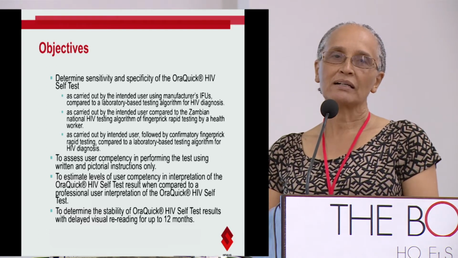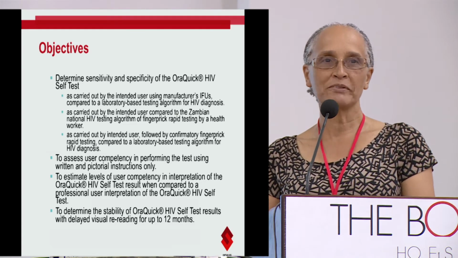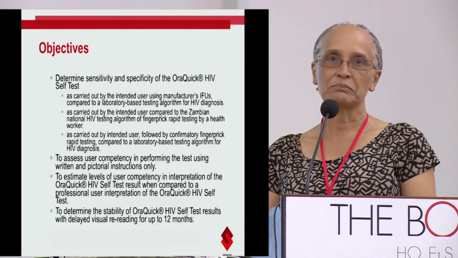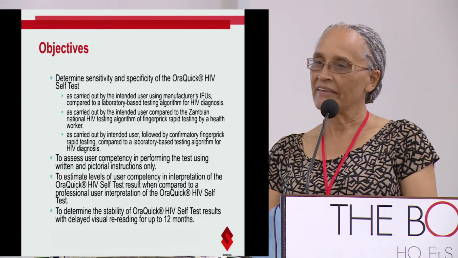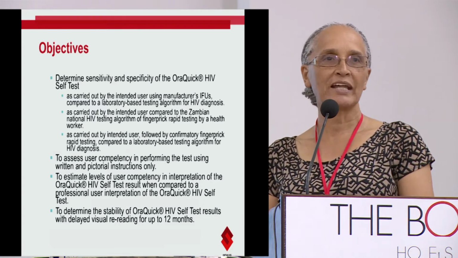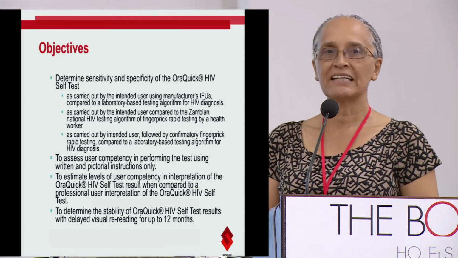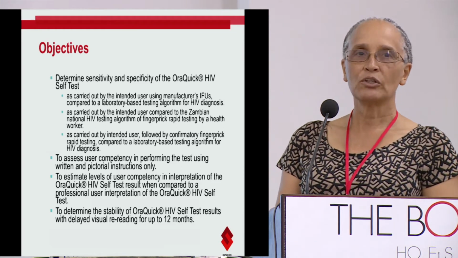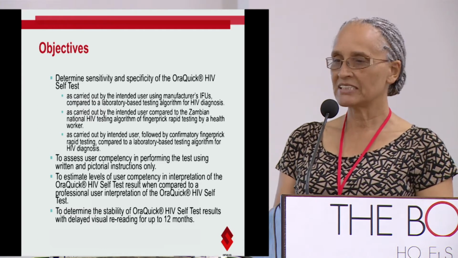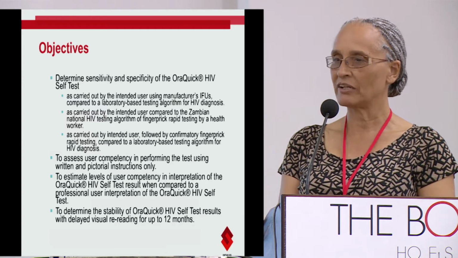And then also assessing the user competence in actually being able to perform the test using the instructions for use that are provided with the test kit. And then looking at the ability to interpret the results of the test compared to that of a professional user. And then also looking at the stability of this test kit, looking at the stability in the results, with a delayed visual rereading study after about 12 months.